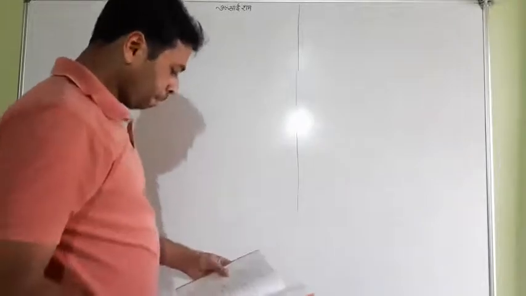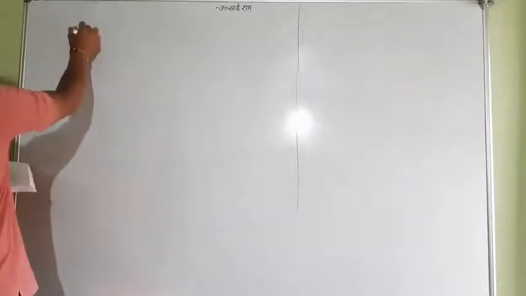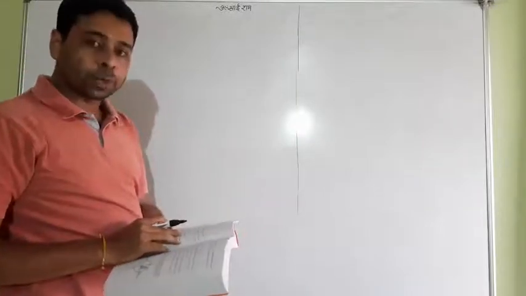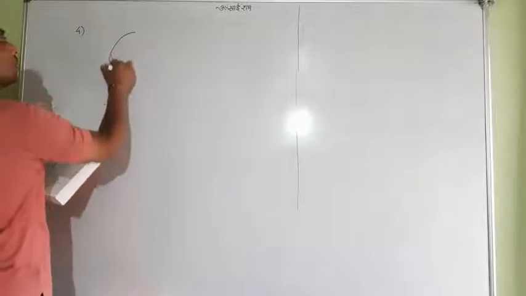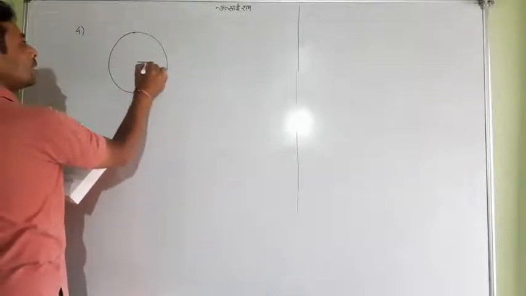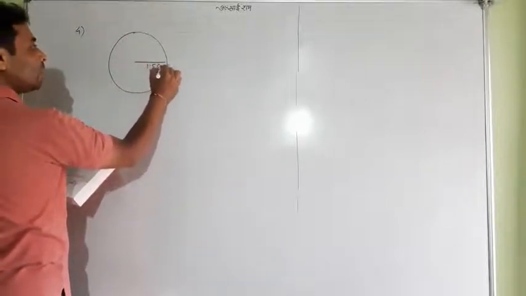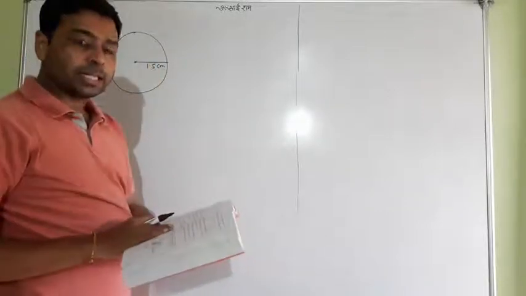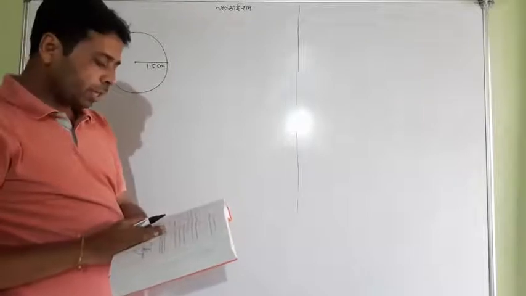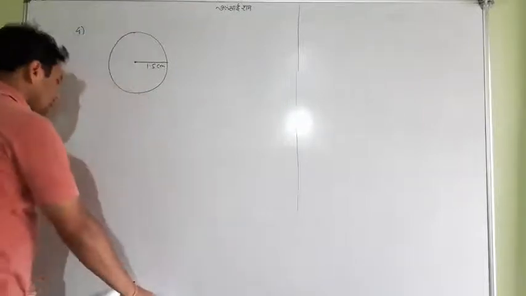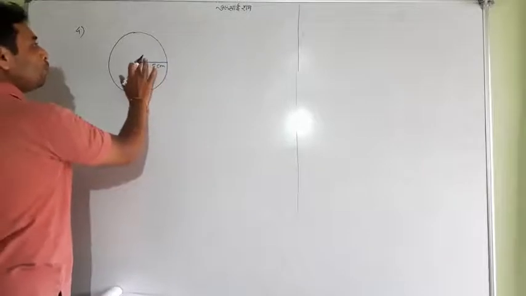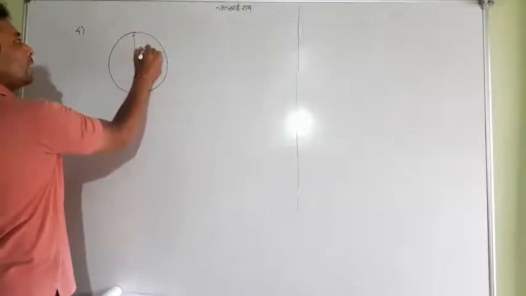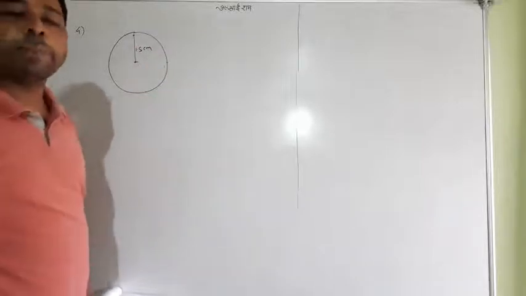Example number 4, I'll start 4. The question says, the minute hand of a watch is 1.5 centimeter long. So this is a clock, suppose, and this 1.5 centimeter is the length of the minute hand. How far does its tip move in 40 minutes? Very good question. The question says, suppose 1.5, I'm writing 1.5 here only. This is 1.5 centimeter, which is the length of the minute hand.